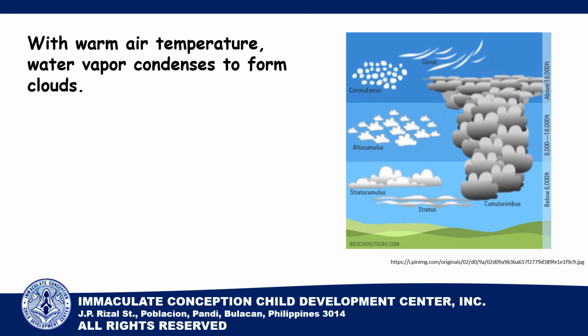With very warm air temperature, water vapor condenses to form clouds. The more evaporation takes place, the more saturated the clouds will become and form rain clouds.